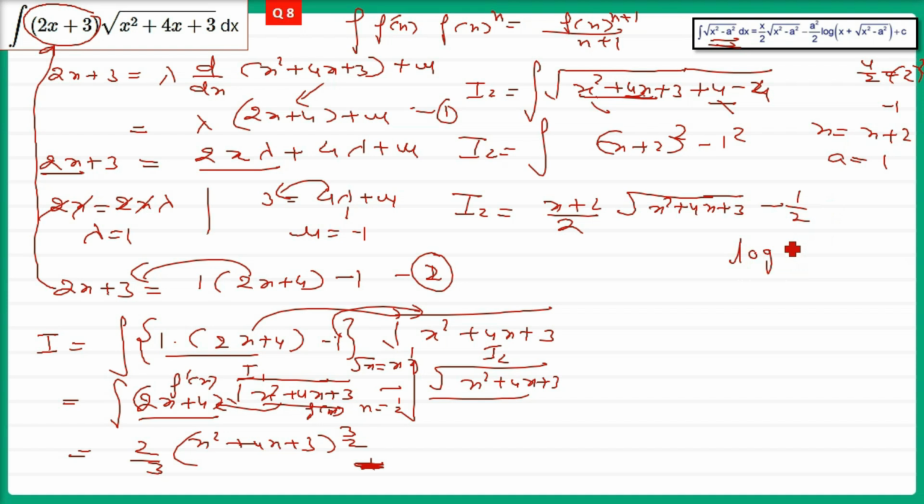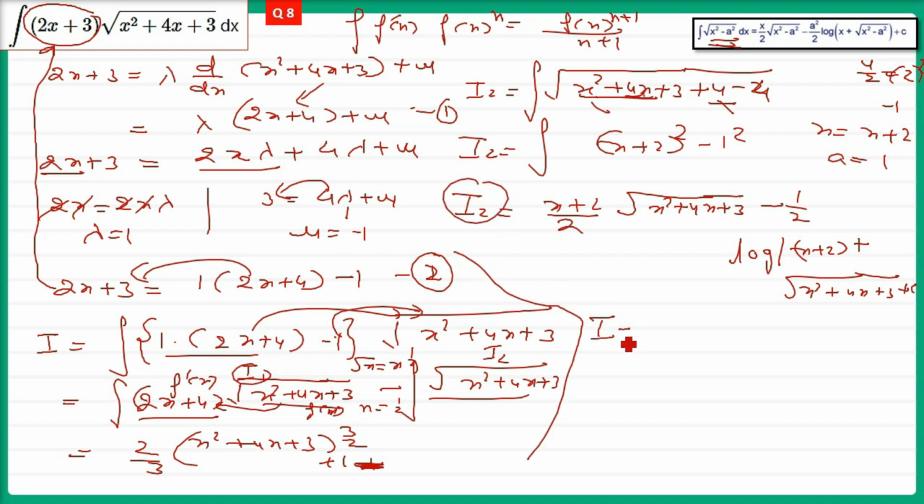And then we have log modulus of x plus 2 plus under root x square minus a square, which is essentially x square plus 4x plus 3 only. Original thing. So under root x square plus 4x plus 3. Now there will be a constant of integration from I1. There will be a constant of integration from I2. Let's combine this, and final will be a constant C, capital C. Just call it capital C.